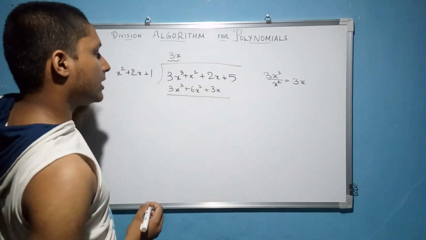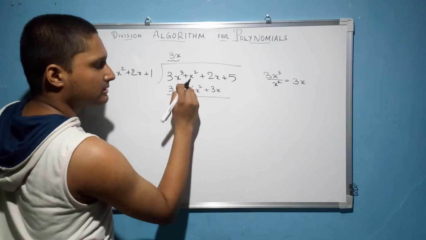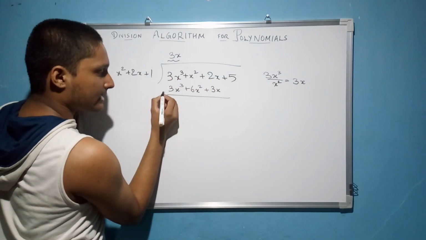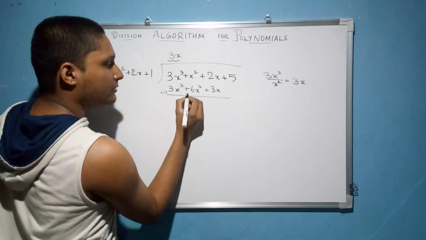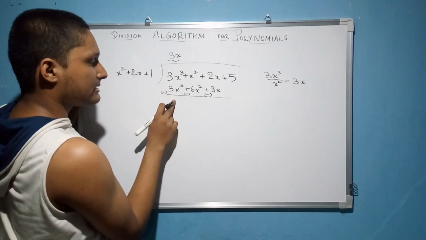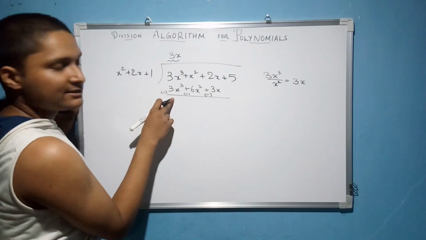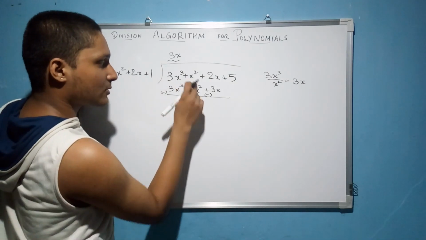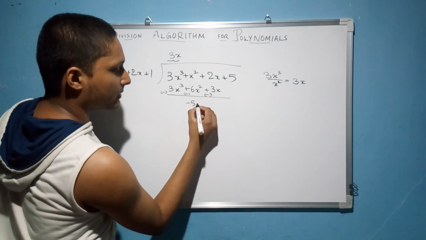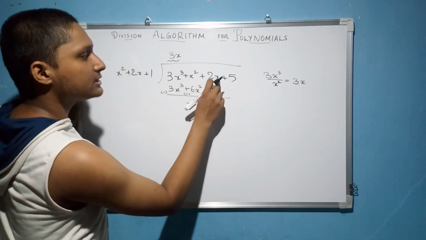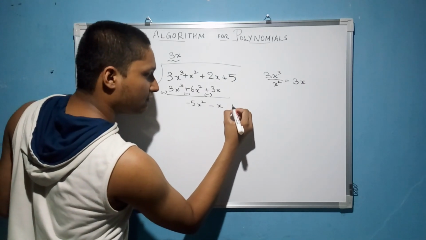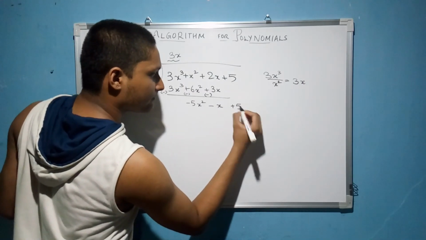Now you should subtract this from the given dividend. So I need to change the sign. Instead of subtracting, I am going to add with the inverse. That's it. This is going to get cancelled: 3x cube minus 3x cube comes to be 0. Then x square minus 6x square is minus 5x square. Here it is 2x minus 3x, that is minus x. Then you have one more, plus 5.